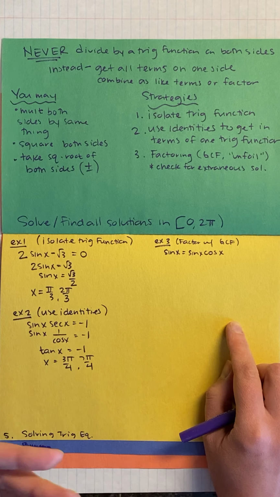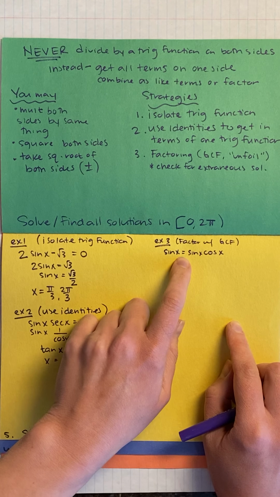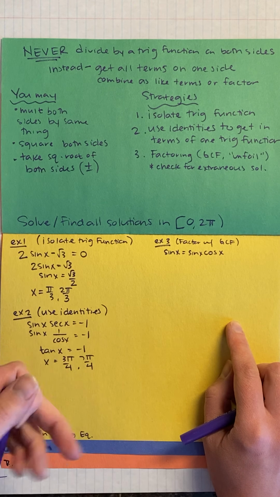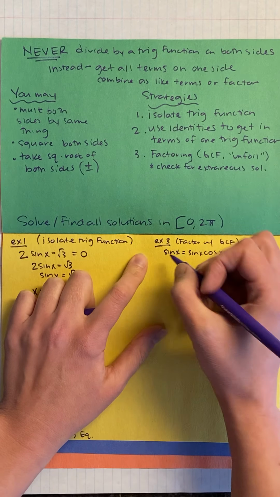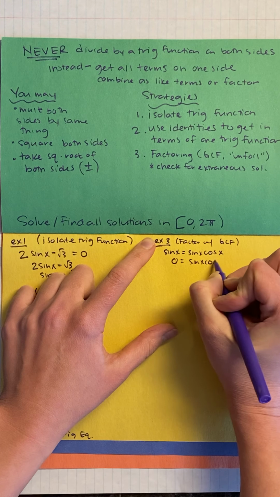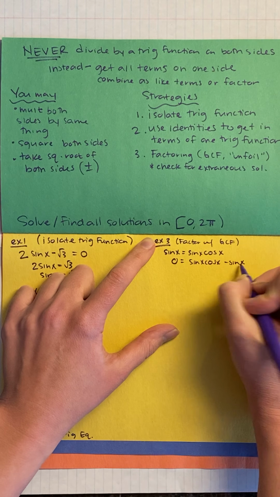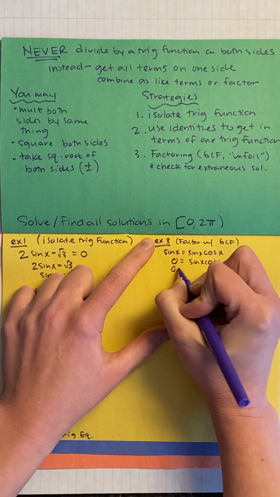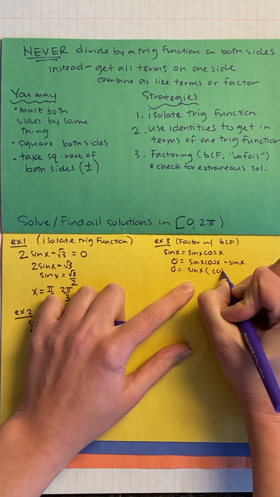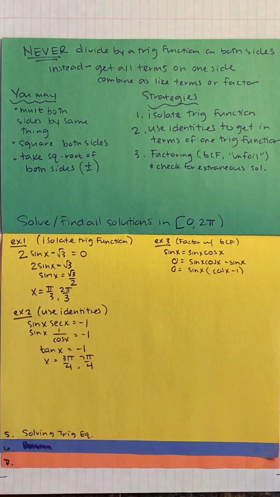You can do that. You couldn't do that with identities, like when we were proving them, because we didn't know if that equal sign was true. Now that we're solving, we know the equal sign is true, so you can do all the things like moving things back and forth. So we've got 0 is equal to sine of x times cosine of x minus sine of x. Then hopefully you can see that the GCF that I'm going to factor out is sine of x, which leaves me with cosine of x minus 1.